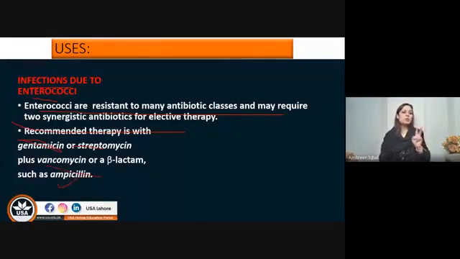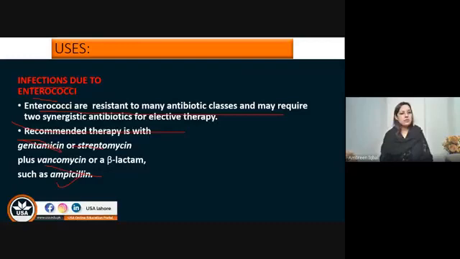So we use two drugs in order to cover the effect of these enterococci and kill them. Like recommendedly in this class gentamicin or streptomycin, and in addition you can use vancomycin or beta lactam like ampicillin. Beta lactam means penicillins.